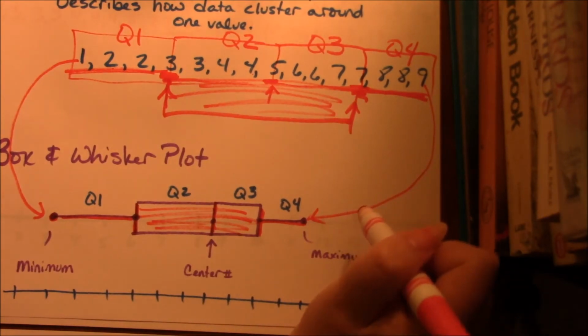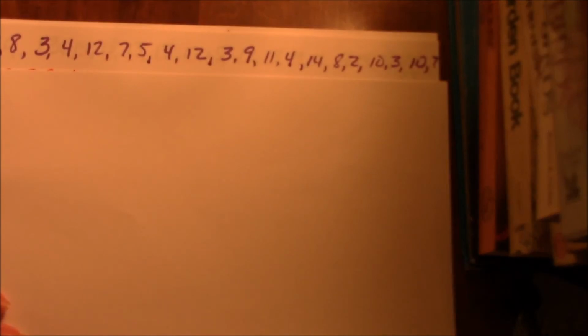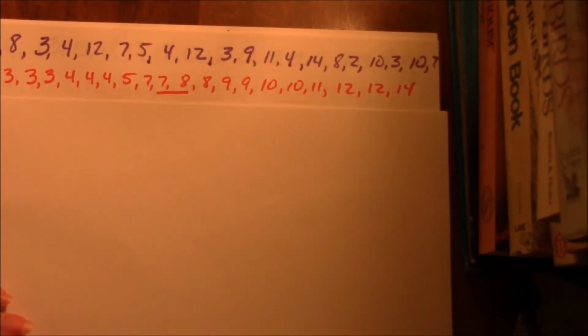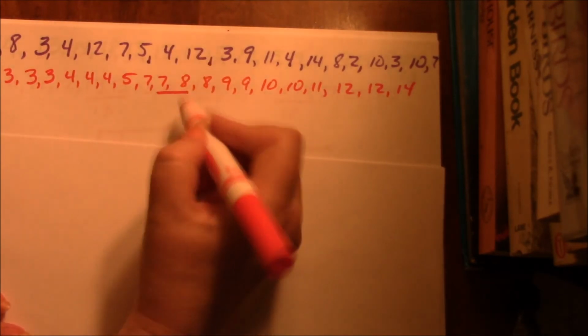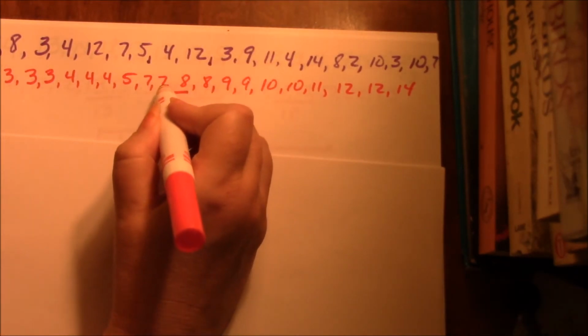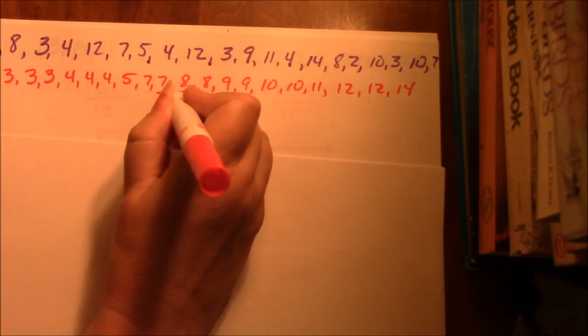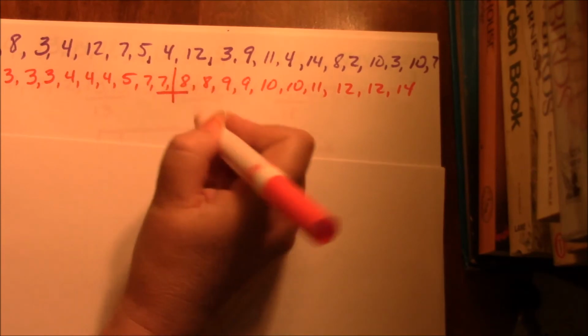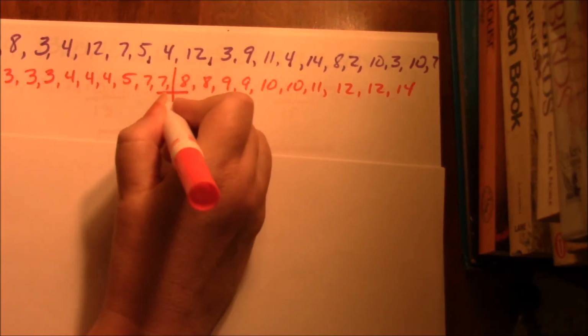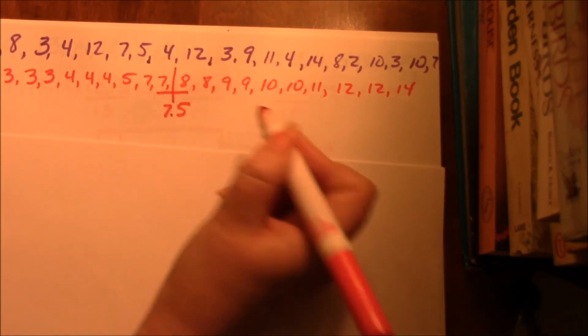So let's try this with a real set of numbers. I've got myself a ginormous list of numbers and I've gone ahead and put them in order. Now there are 20 numbers here, which means numbers 10 and 11 are the numbers in the middle. So in order to find my median, I need to find the average of these two. So my median is 7.5.